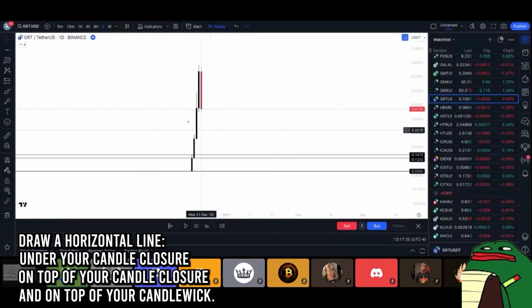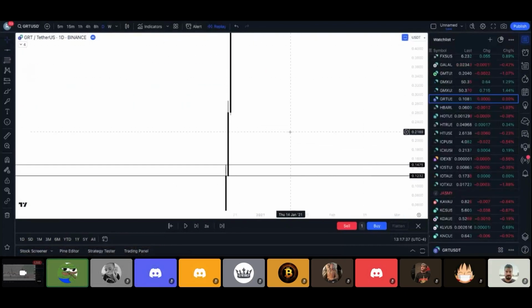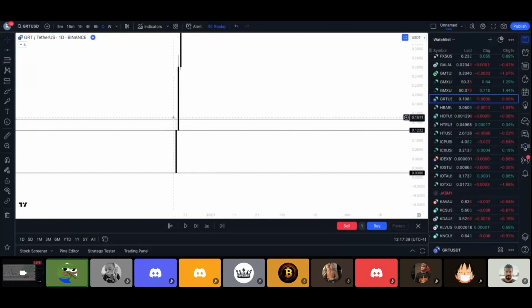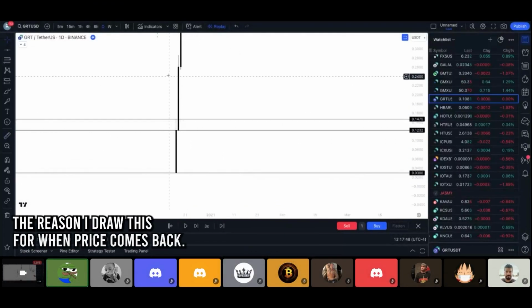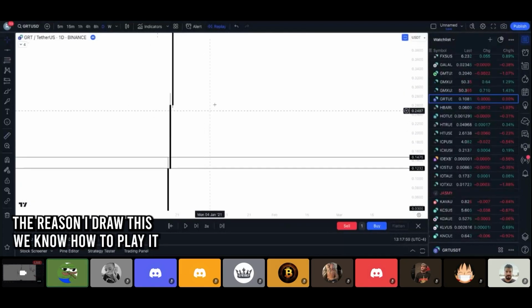GRT moved up very impulsively. So the candle wicks and candle closures might not look like a lot, but this candle closure to this candle wick is about a 20% move. So the reason I draw this is because we're creating a little bit of a range, so that when price comes back, we know how to play it, right?